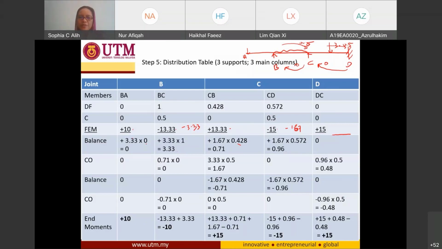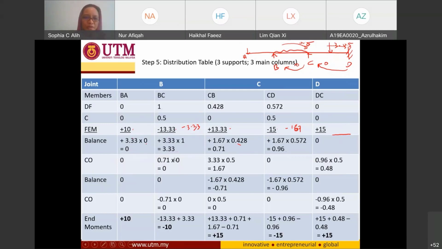Now I have a fixed end moment of positive 15 for DC, and distribution factor is going to be 0, so it's going to be 0 over here. Now, after I have balanced it, I need to carry over this moment to the joint that can take the moment. So I start with this one, 0. The carryover for B to A is going to be this one, so it's going to be 0. This is why I got 0 to 0.